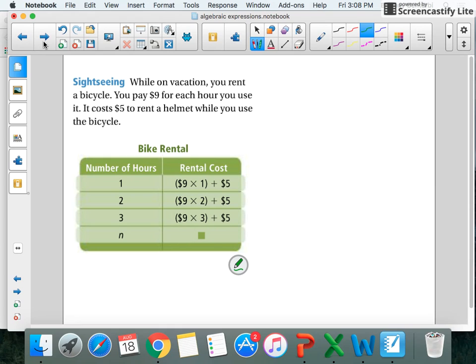And then lastly, I want you to go ahead, pause the video, read the equation, and try to write your own equation for this problem here. So pause it, and then check your answer.